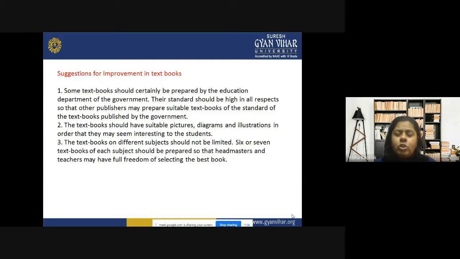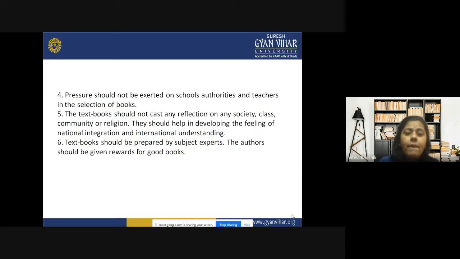Means we should not limit the publishing of books for a particular subject. No, we should ask the publishers to publish as many books as they can on a particular subject or content. Now, what will happen then? Then it gives the opportunity to the headmasters and teachers to have full freedom of selecting the best book from among the 6 or 7 books that are present. Pressure should not be exerted on school authorities and teachers in the selection of it, that these are the only books that you have to select.